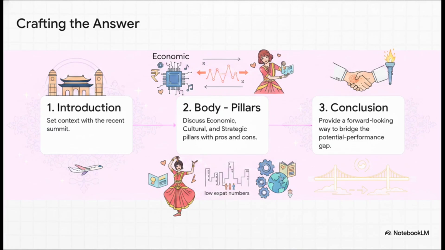But for each pillar, you must do a potential versus achievement analysis. So for economics, talk about the $27 billion achievement versus the $50 billion potential. For culture, talk about K-pop's popularity versus the low expat numbers. See the pattern? And finally, a forward-looking conclusion that suggests how to bridge this gap. If you follow this structure, you're building a really solid analytical answer.